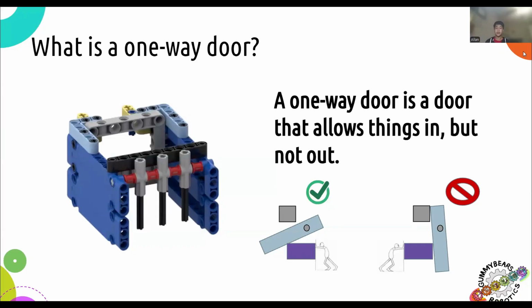What is a one-way door? A one-way door is a door that allows things in but not out. Here in this diagram, you can see that the one-way door allows for a person to go in, but since there is an object above it that blocks the door from rotating the opposite way, the person can't go out. This is really ideal for collecting things on the map, and you can back up without anything escaping.